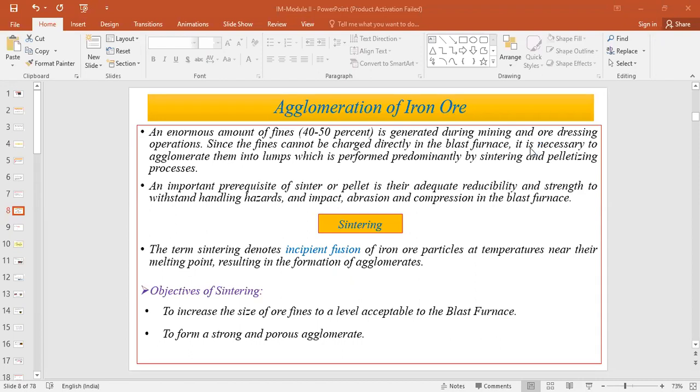Now we will discuss the various agglomeration processes adopted for iron bearing material. During the comminution process, an enormous amount of fines, around 40 to 50%, will be generated. As I mentioned, these cannot be charged directly into the blast furnace. So to utilize these fines, we should give some shape to them. That is nothing but the agglomeration process. There are various agglomeration processes, but predominantly we prefer sintering and pelletization. These are the most successful agglomeration processes adopted for iron bearing material as far as blast furnace iron making is concerned.